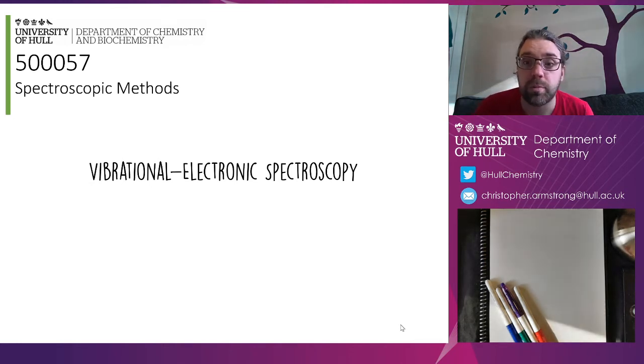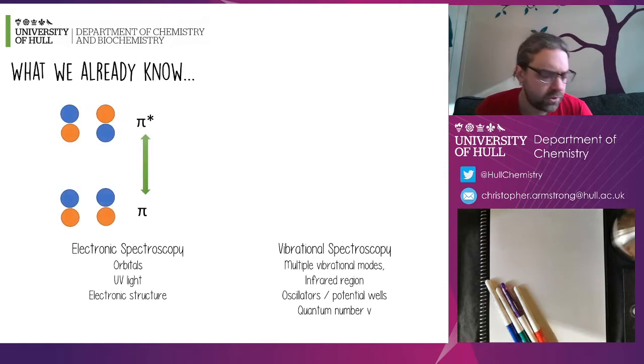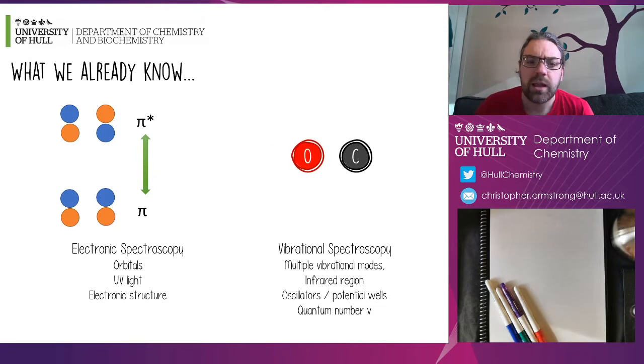You can probably imagine that if we have an electronic transition, there might be a vibration to go along with it, and we'll get a fine structure. But there are a few more complicated things in this, so let's recap them. What we need to know is that there are electronic transitions that happen. This is where you are physically changing the electronic state of your molecule.